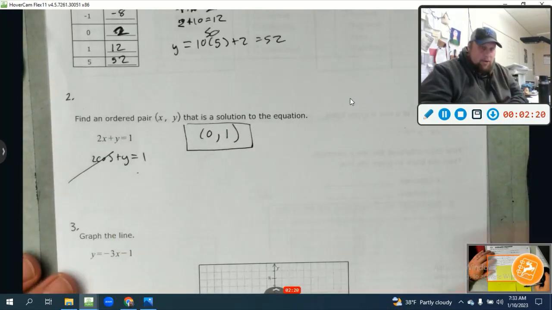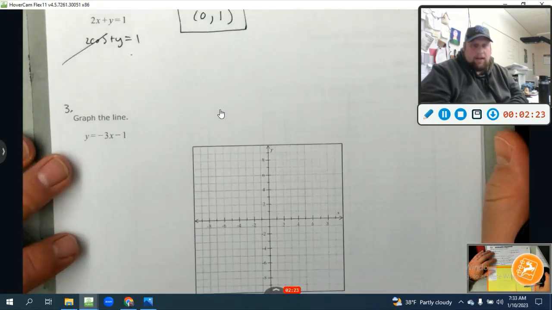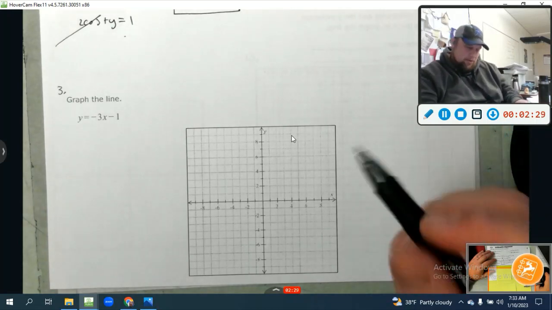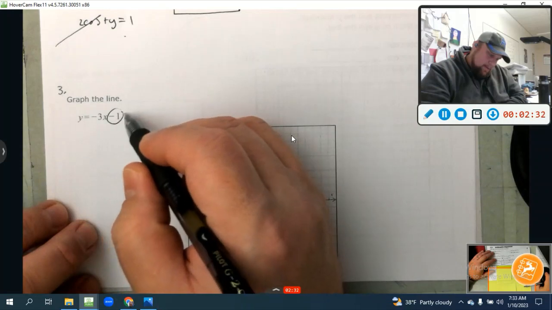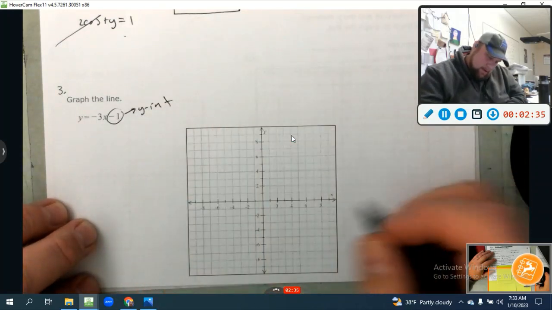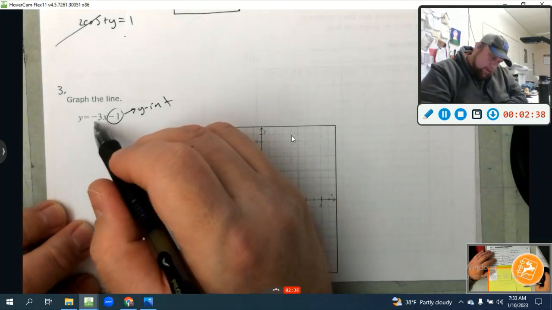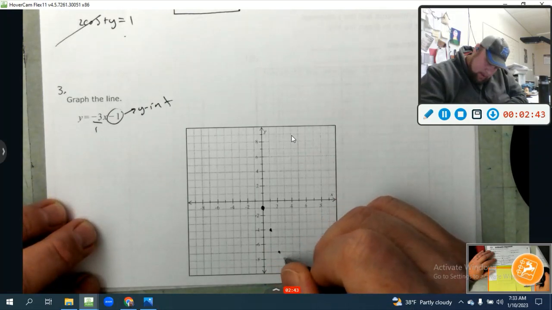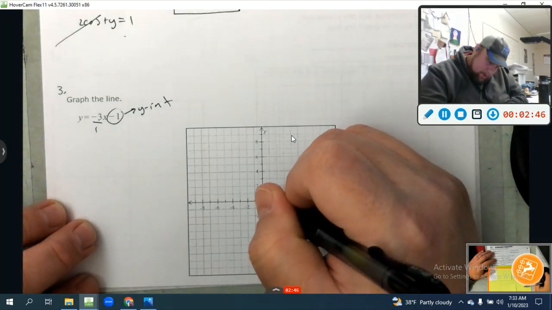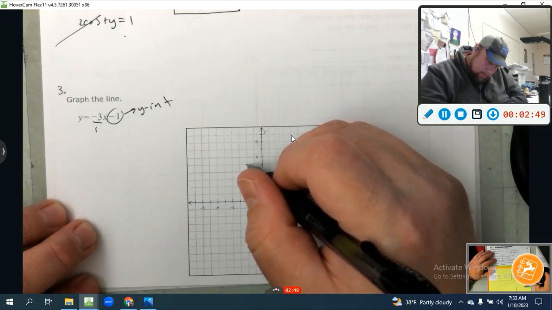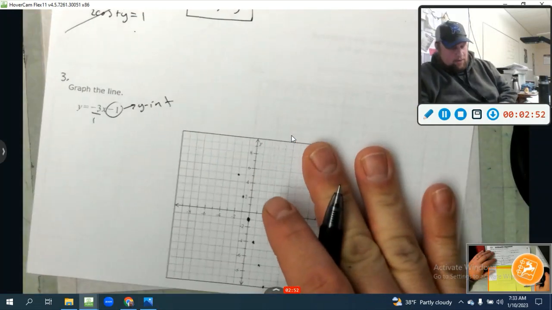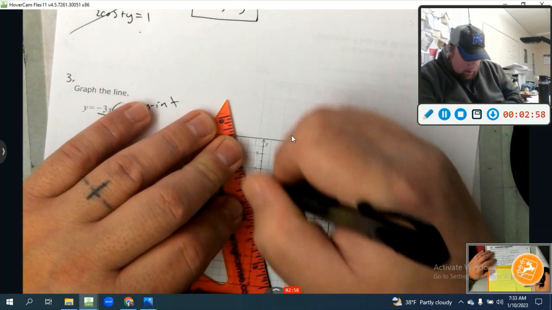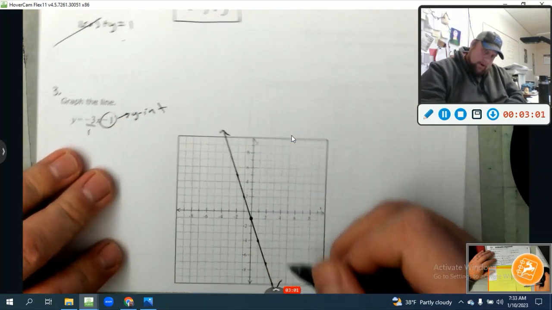Graph the line, negative 3x minus 1. If you know your stuff, this is super easy. It starts at negative 1, that's my y-intercept. And then negative 3 over 1 is my slope. So down 1, 2, 3 over 1. I do that a couple times. You can go backwards, up 1, 2, 3, back 1. I just like to do a bunch of dots so I make a more accurate graph. It's just how I am. All the way through, if you're doing it by hand.